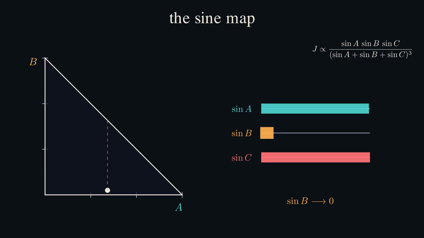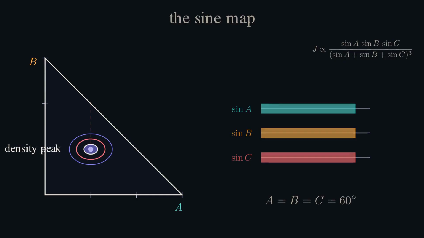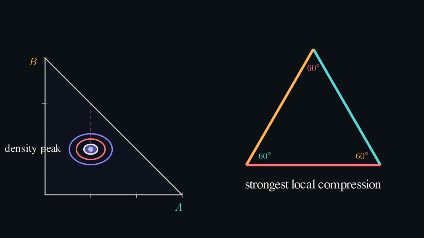At 60, 60, 60, all three factors are balanced. The product is large, the denominator does not rescue any lopsided competitor, and the density reaches its maximum. There it is. The favorite shape is the point where the side-to-angle map performs its strongest local compression. Not a force, not a hidden bias in the random number generator. Geometry changing the size of neighborhoods.